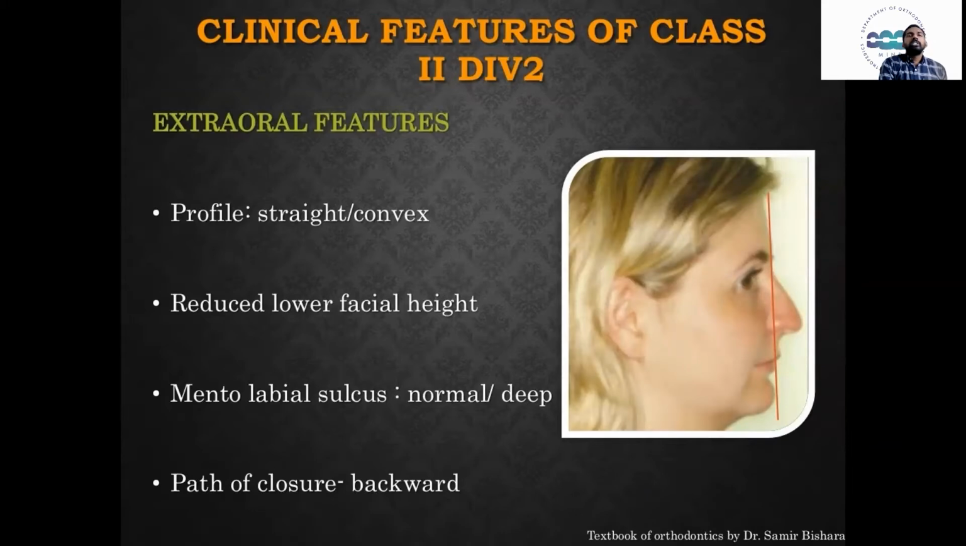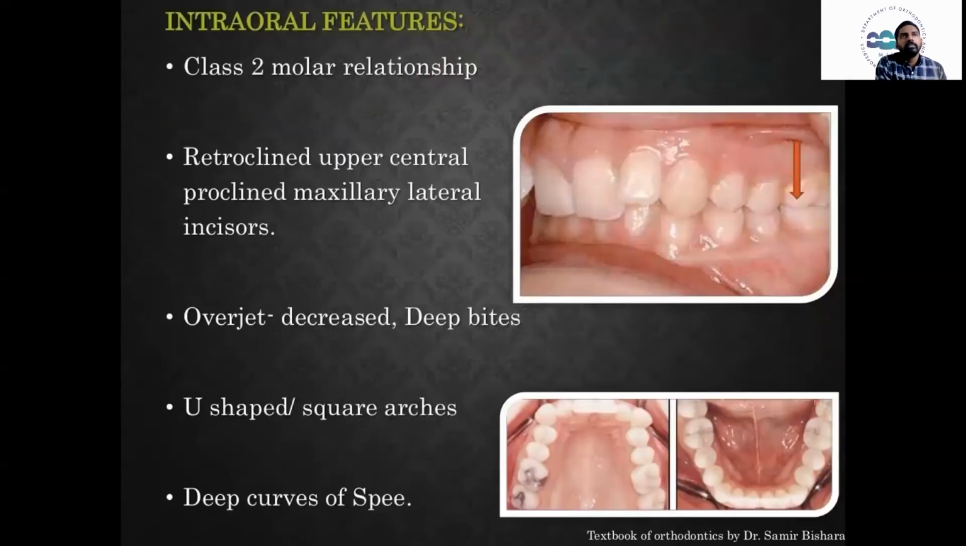Coming into the extraoral features of class 2 div 2 malocclusion. The extraoral features are slightly different from div 1. It may or may not be a convex profile. It may be a straight or a convex profile. And the lower anterior facial height will be reduced. There won't be any downward and backward rotation of the mandible. And the mentolabial sulcus may be normal or deep. The iconic feature is the backward path of closure in class 2 div 2 malocclusion.